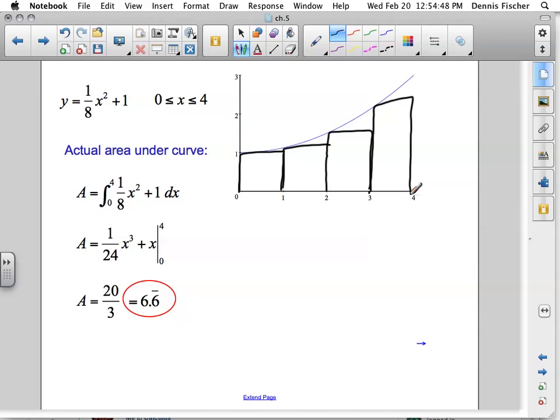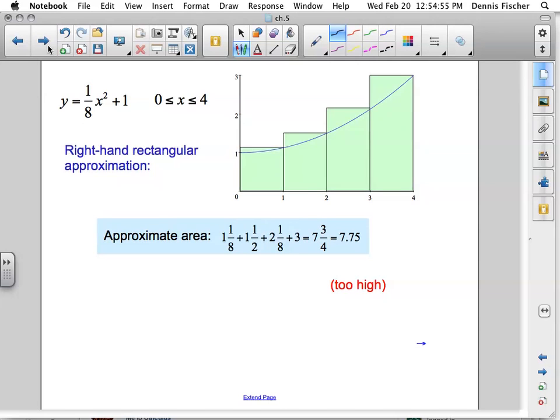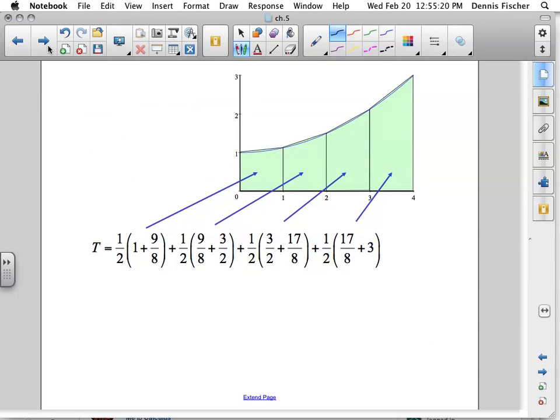This is the best if we know the answer, and that's what they're talking about here. The left-hand rectangular, 5.75. We had 6 2/3. Right RAM was a little bit too high, 7.75. And look, they talk about error. Averaging the two, we have a 1.25% error, 6.75. That's actually, averaging the two isn't too bad when we think about it. 6.66 is the actual answer. It's a good estimate. Now, what we're going to talk about is the trapezoid rule.